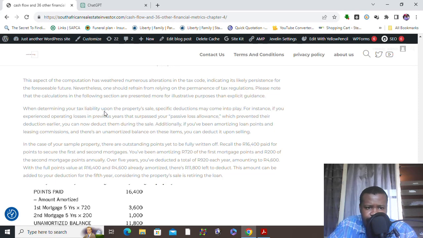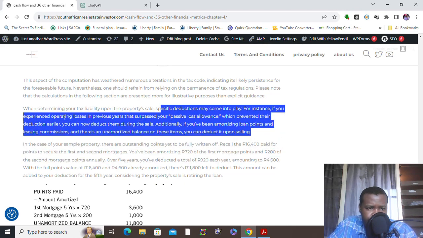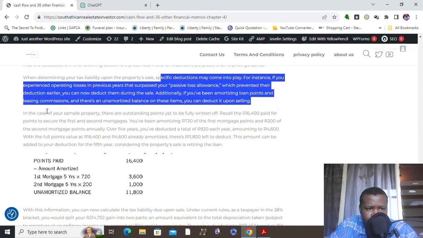When determining your tax liability upon the property sale, specific deductions may come into play. For instance, if you experienced operating losses in previous years that surpassed your passive loss allowance, which prevented their deduction earlier, you can now deduct them during the sale. Additionally, if you have been amortizing loan points and leasing commissions and there's an unamortized balance on these items, you can deduct it upon selling. In your sample property, there are outstanding points yet to be fully written off.